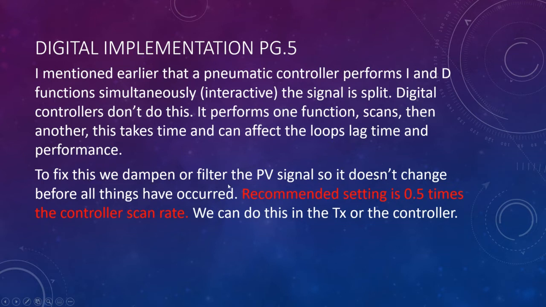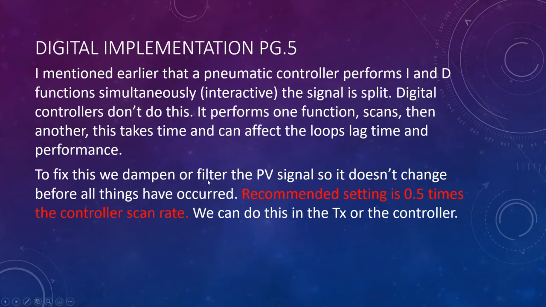To fix this, we dampen or filter the PV signal. You can imagine that I get an error signal from a digital controller, it comes in, I do my proportional math on it, and then I do another scan. If my PV has changed in that quarter of a second or whatever it is, the next set of math I'm going to do on the integral block is not going to be on the same base number. So it's going to be problematic moving forward, even when we get to derivative, if they're all based off different root numbers of error. So there's a way to fix it.